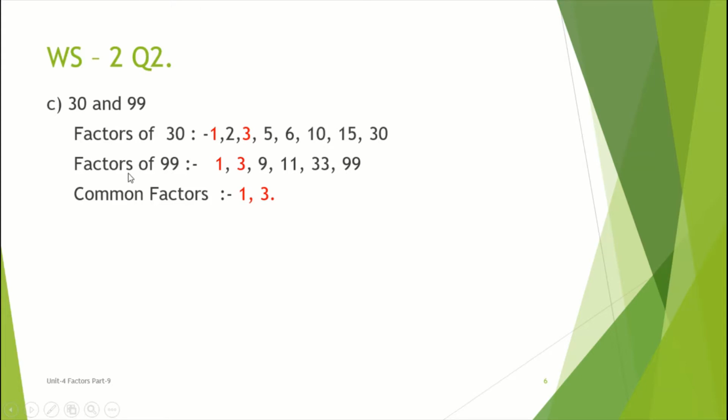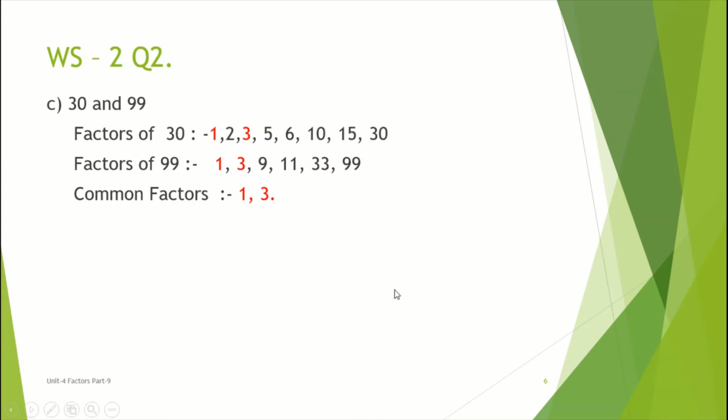Now we'll find factors of 99. Here we have factors of 99, that is 1, 3, 9, 11, 33 and 99. These are the factors of 99. Now scholars, we have to find common factors of 30 and 99. So we have common factors as 1 and 3, because only these two numbers are present in both, that is in the factors of 30 and in the factors of 99. So 1 and 3 are the common factors of 30 and 99.